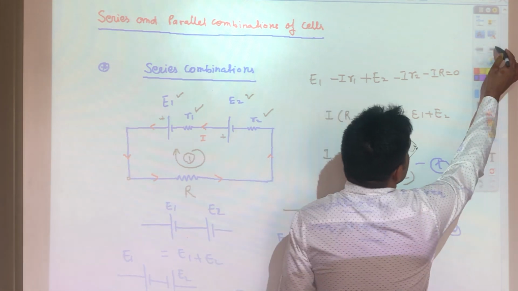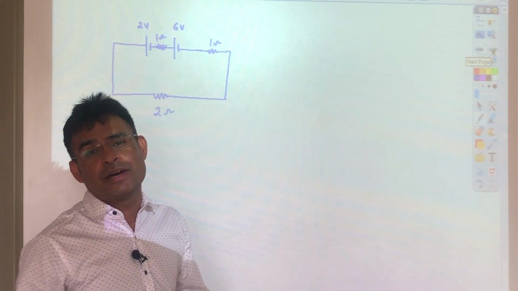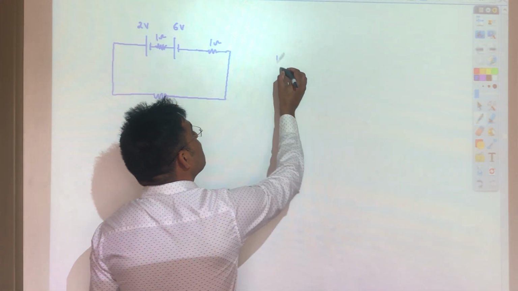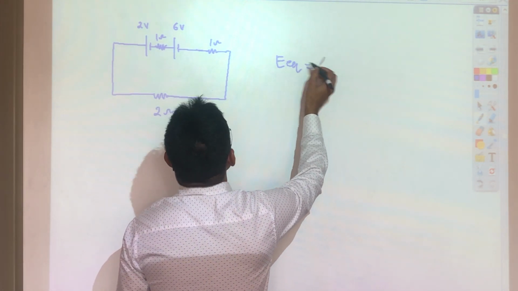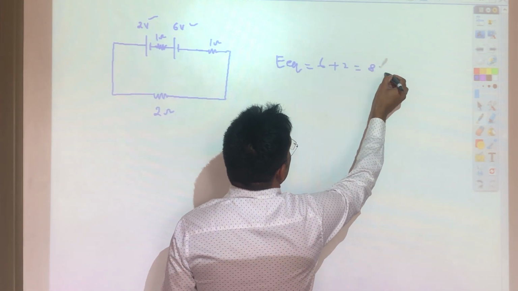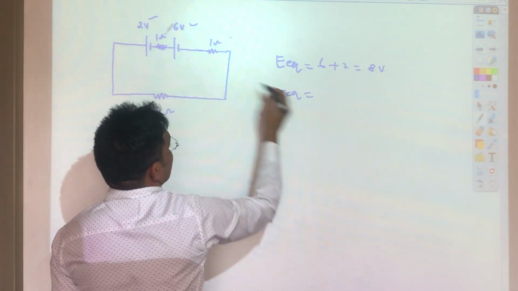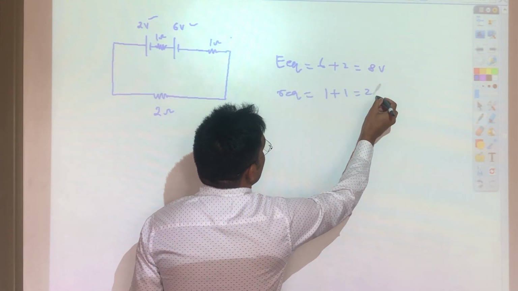If we do one question based on the series combination, it will be more clear. For example, if I ask you what E equivalent is in this case, simply add these two EMFs, 6 plus 2, that will be 8 volt. If I ask you what R equivalent is, it is 1 plus 1, that will become 2 ohm.